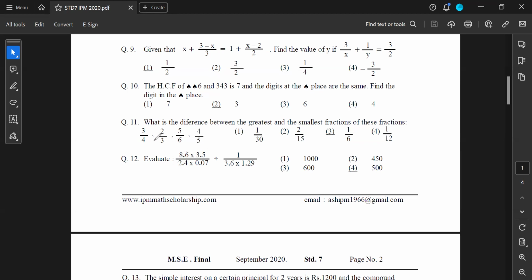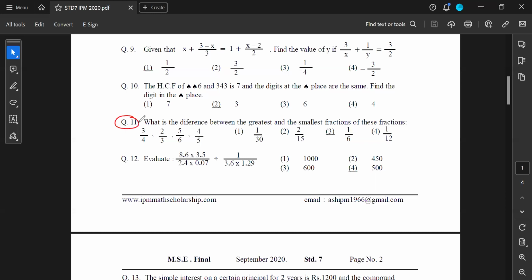Okay. So in short, I was saying that whatever the HCF is, you subtract it and add it. Whatever answer you get from these two, that will be another number giving the same HCF. Okay.